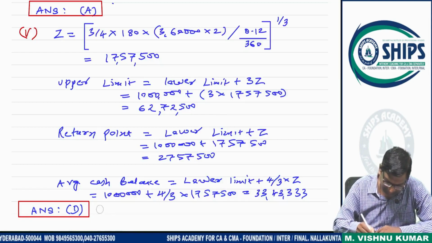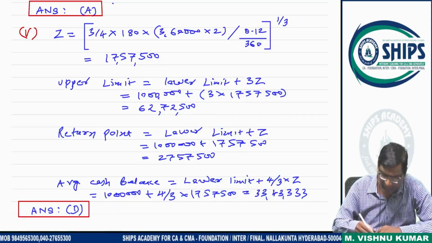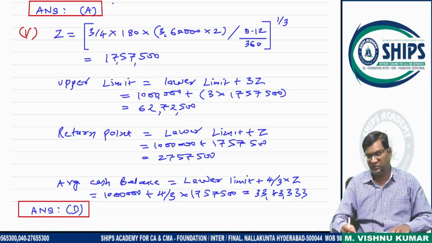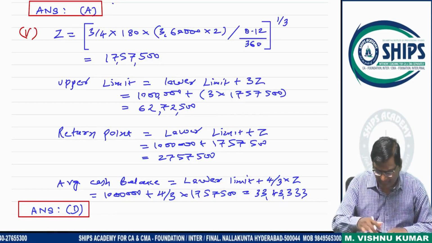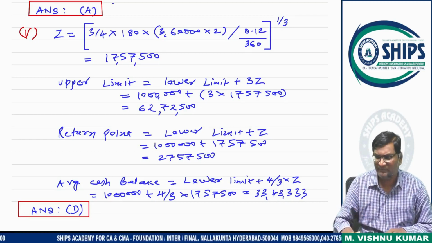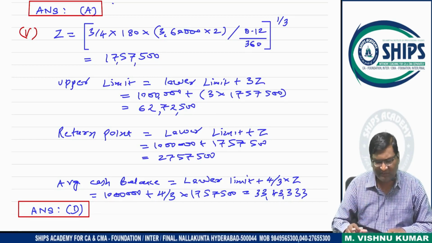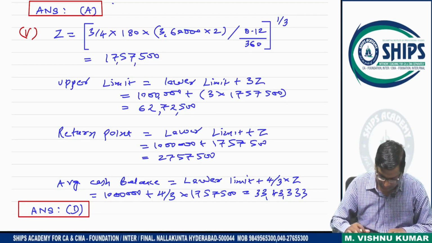So this is an unexpected question from the examination point of view, because in previous question papers the Miller Orr model was not tested. So this is totally an unexpected question, and this is not suitable for 1 mark. At least this should be tested for 5 to 6 marks. I hope this is also clear. That's it.